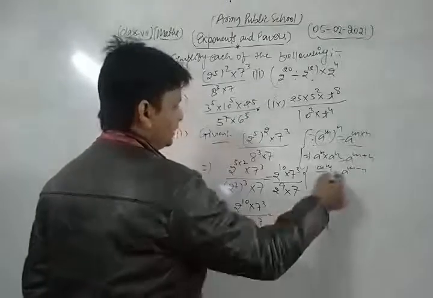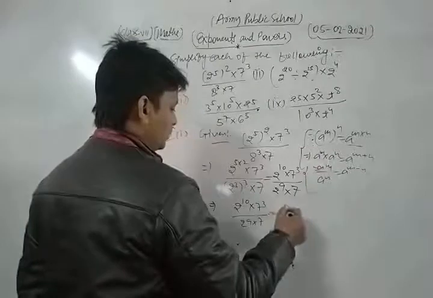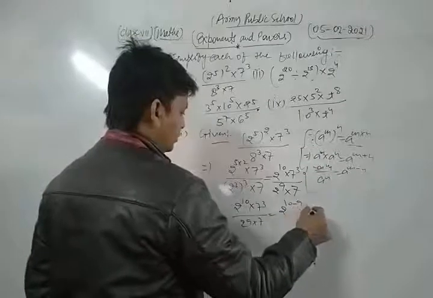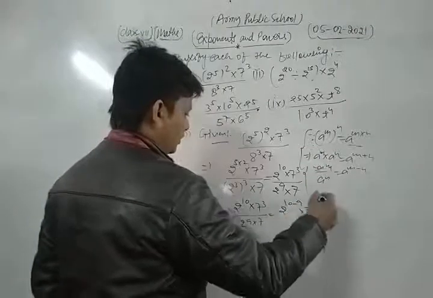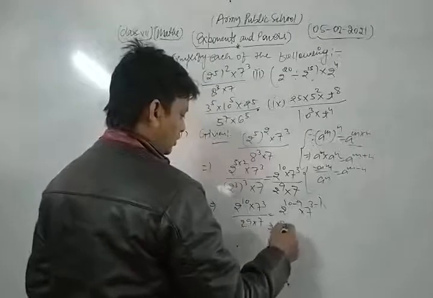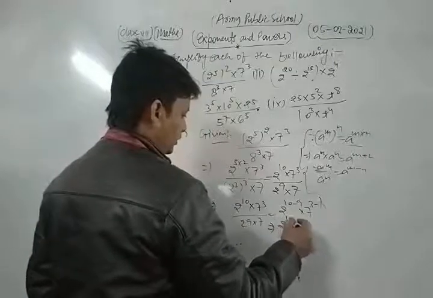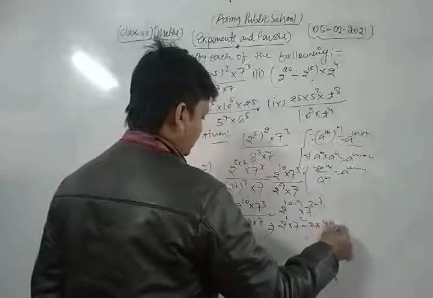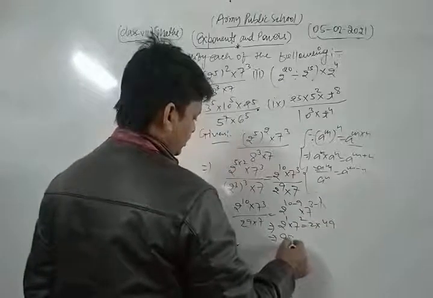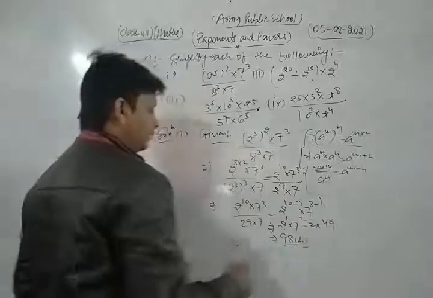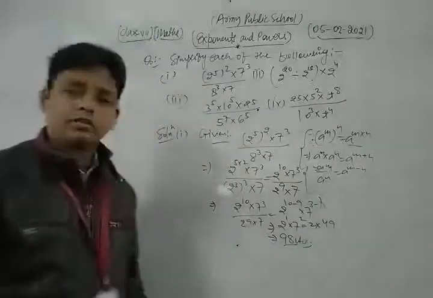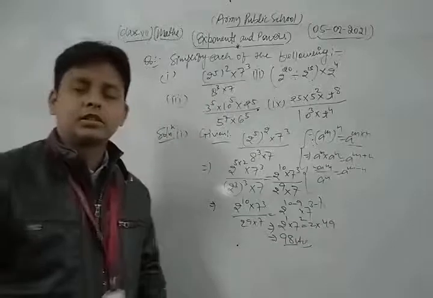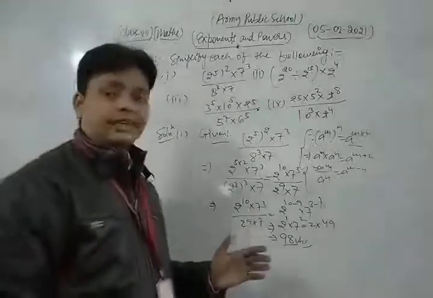Now apply the laws of exponent. So we get 2 power 10 minus 9 into 7 power 3 minus 1. Thus we get 2 power 1 into 7 power 3 minus 1, that is 2. So 2 into 7 sevens are 49, that is 98. So 98 is the required solution of the given question. Thus this is the method to solve this type of question.